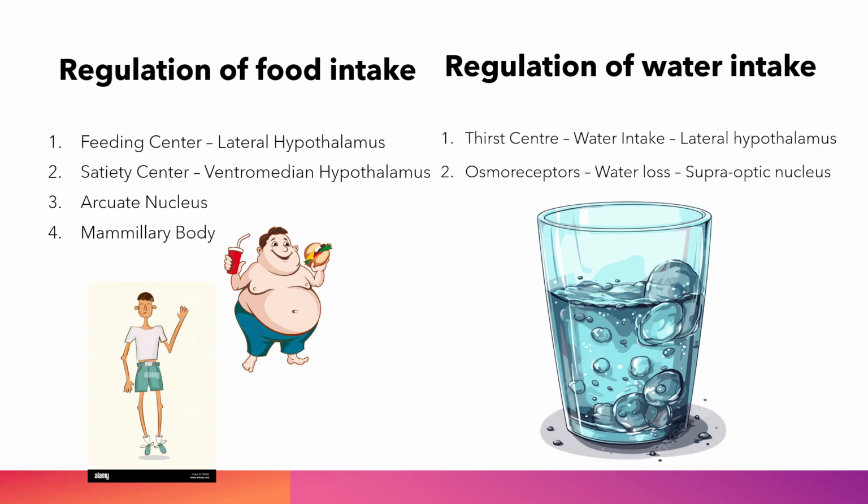Next is the regulation of food intake. The feeding center is the lateral hypothalamus, and the satiety center is the ventromedian hypothalamus. The arcuate nucleus and the mammillary body also play a major role in salivating the mouth ready for food intake. And the regulation of water is through the thirst center, which is at the lateral hypothalamus, and the supraoptic nucleus controls water loss through osmoreceptors.